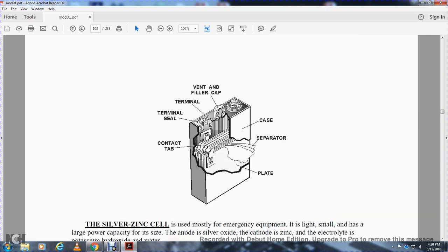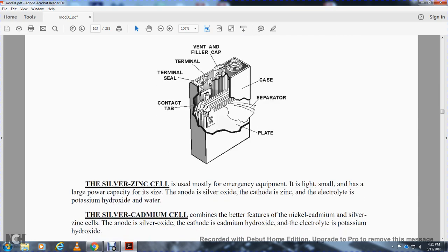Alright, this shows the contact, the terminal, the seal, the terminal vent and filler cap of the case, and a separate plate. The silver zinc cell is also most commonly used in emerging equipment. It is a little smaller and has a large power capacity. The anode is silver oxide, the cathode is zinc, and the electrolyte is potassium hydroxide and water.